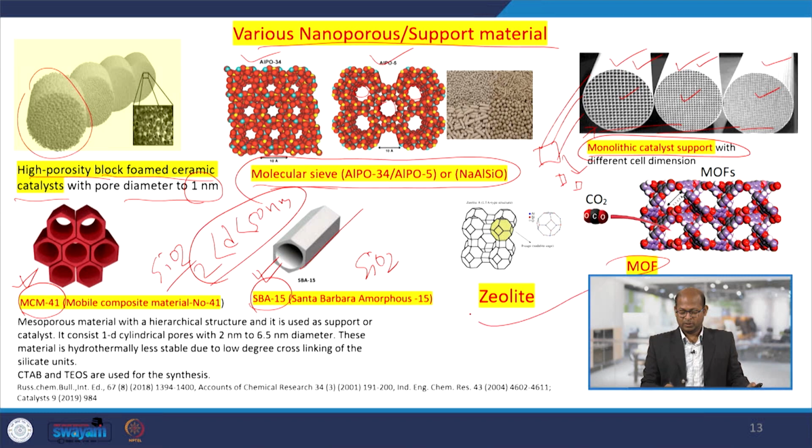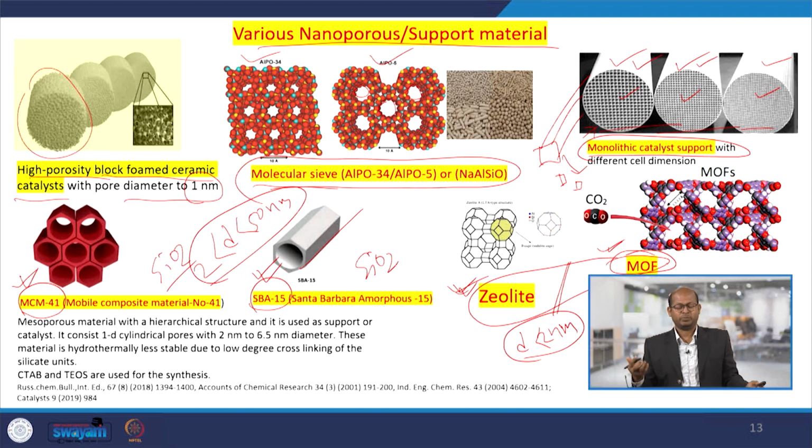And microporous materials are zeolite materials or MOF materials. These usually have pore diameters less than 2 nanometers. Sometimes these are very good, stable materials at high temperature in some reactions, and therefore sometimes we choose zeolites, and when it is low temperature, then we can use MOF as a support material to prepare a catalyst, or as adsorbents, depending upon the applications.